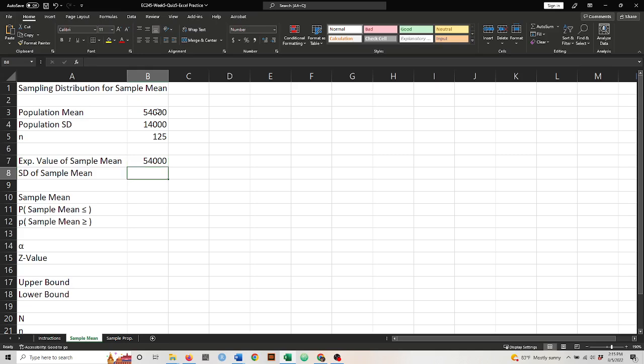The standard deviation of the sample mean is the population standard deviation divided by the square root of n. It tells you something about the variability in that sample mean, how much variation there is around it. If you take a bigger sample, that variability declines. That's why we divide by the square root of n. All right, so we've got our two results, including the standard deviation of the sample mean.